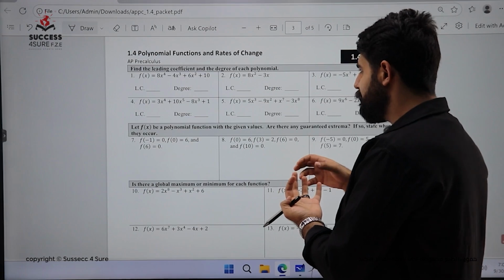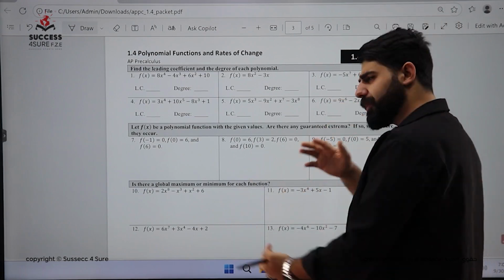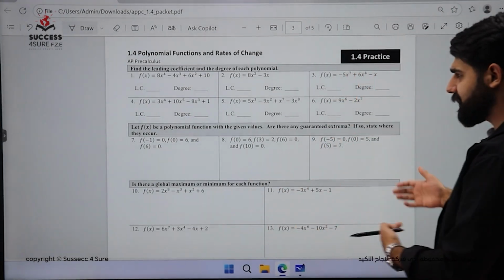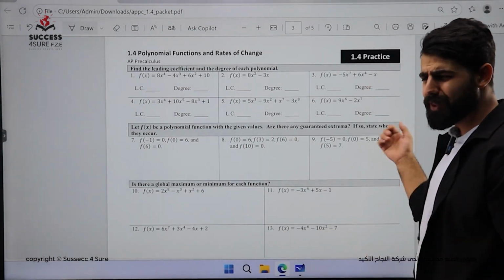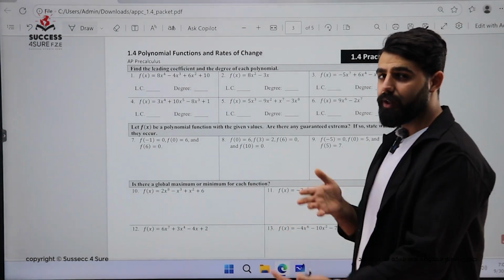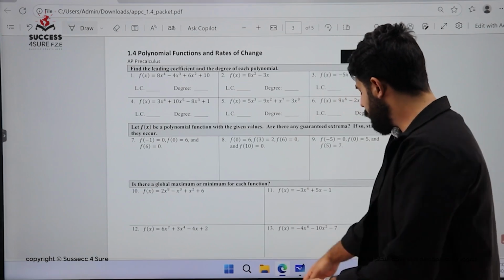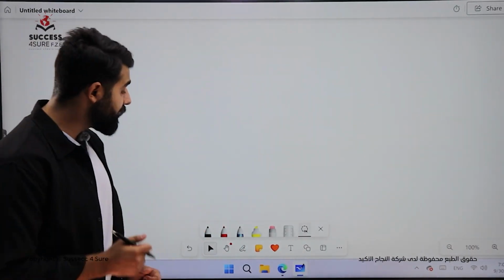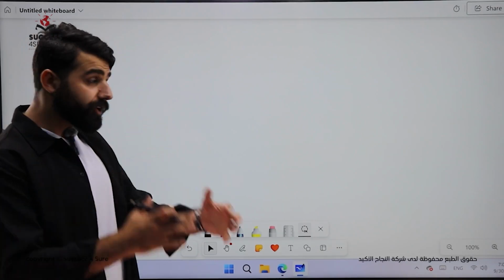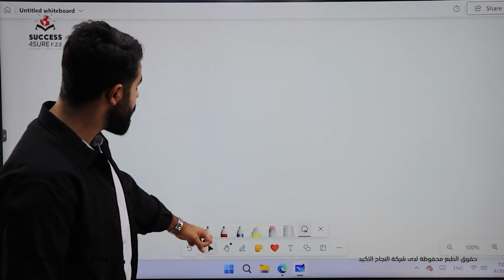Now, mainly it's about polynomial functions: what are the characteristics of polynomial functions, how can we find the maximum point and the minimum point, and what are their own characteristics. First of all, we need to know more about something we call the leading coefficient and the degree of the polynomial that you're dealing with.